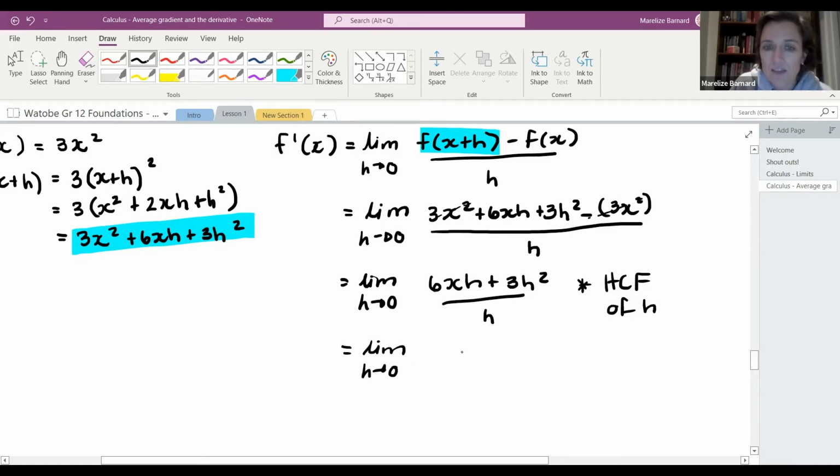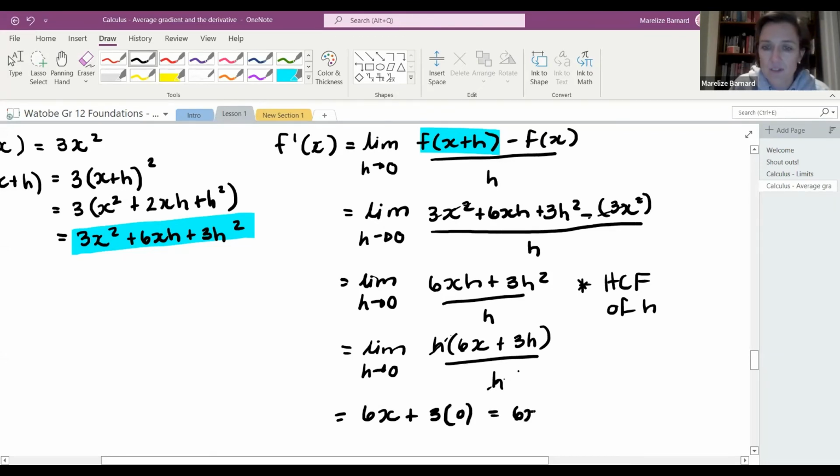So the limit as h tends to 0, take out an h as a common factor, 6x plus 3h over h. And then that happens. Okay, and the only thing left to do is to replace our h with our 0, because that's our limit, right? Remember a little bit earlier on in the lesson, as we were just working out limits, we make the h equal to the 0. And at the point where we do that, we can drop the limit as h tends to 0. So this is going to be 6x plus 3 times 0, which is 6x.